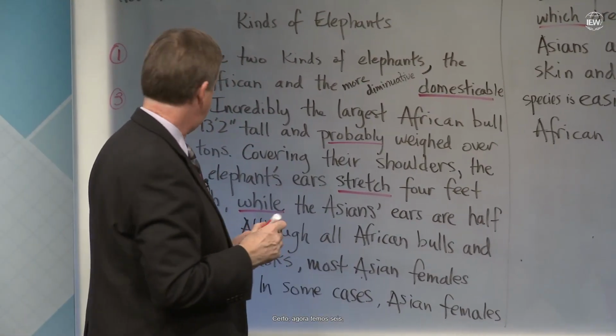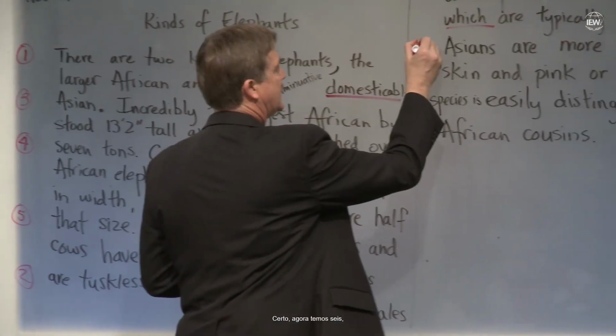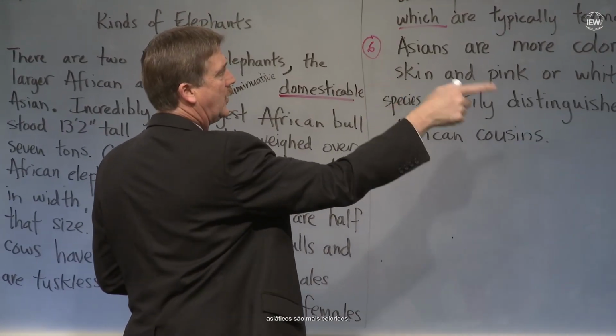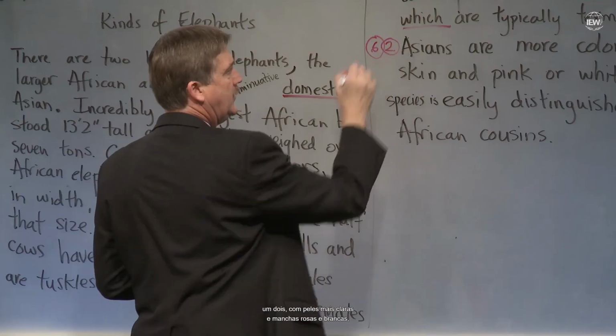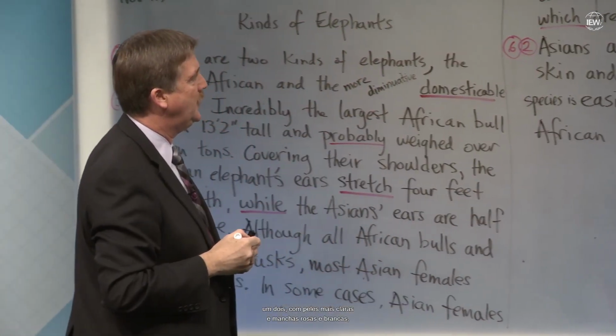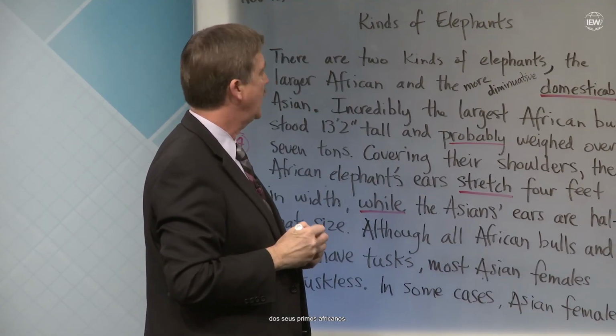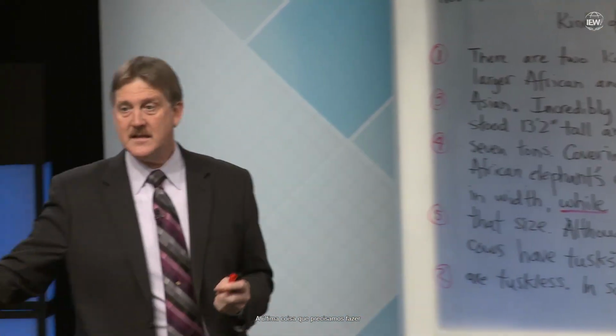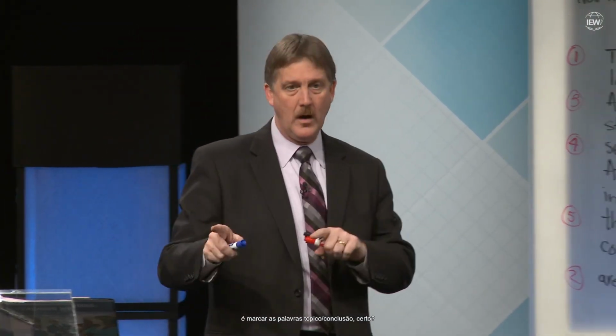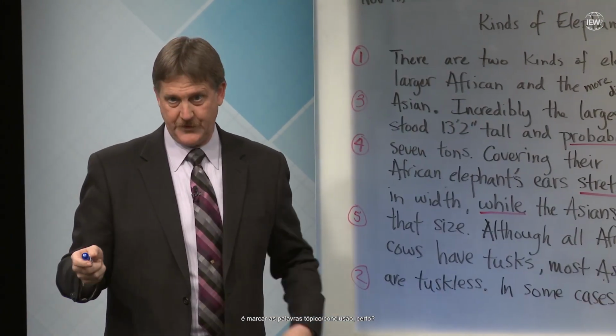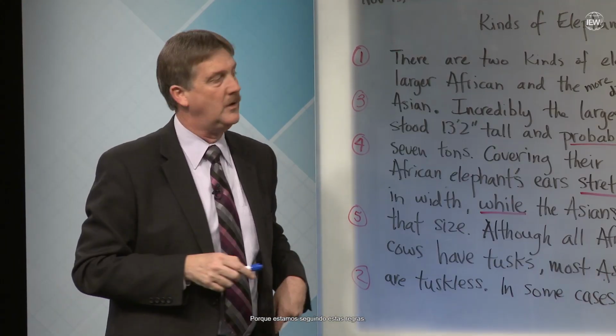Okay, that gives us a 6. Asians are more colorful, a 2, with lighter skin and pink or white spots. Their species is easily distinguished from their African cousins. And then the last thing we have to do is mark the topic clincher keywords, right? Because we're following that rule.